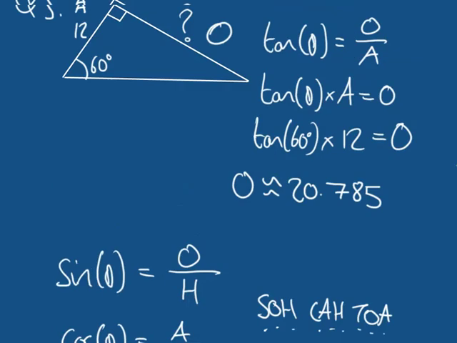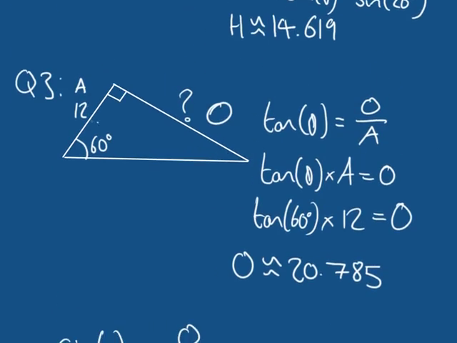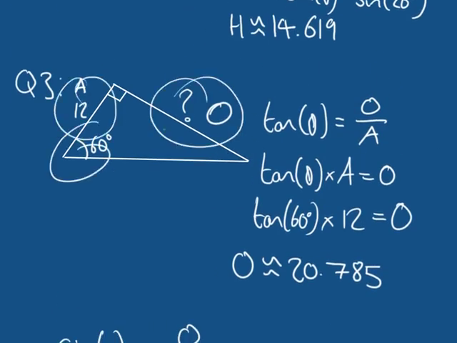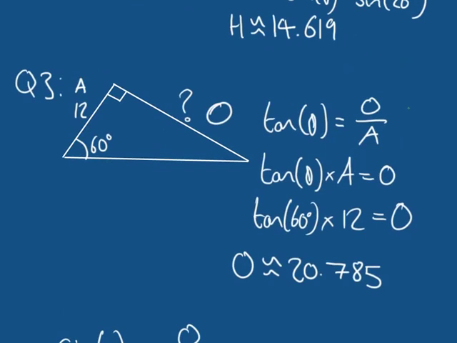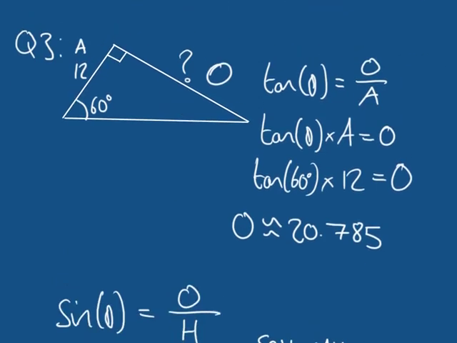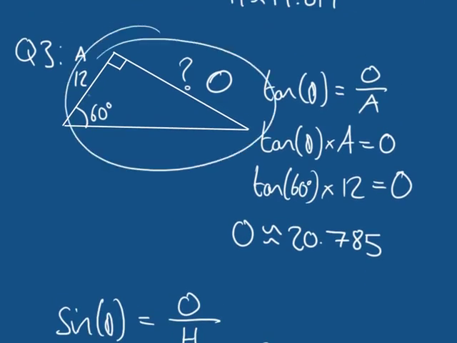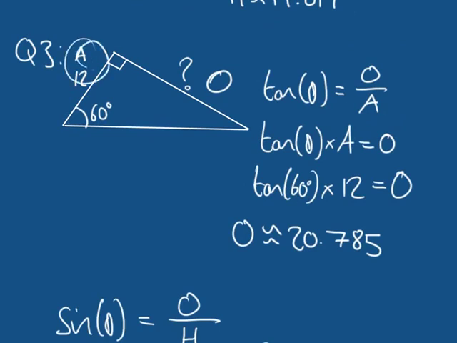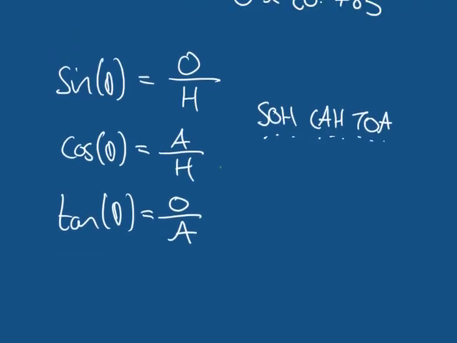So going back to our problem, we've labelled our edges, we know the pieces of information that we're dealing with, we remember our ratios, and from those ratios we work out which ratio relates the information that we're dealing with. In this case, we had the adjacent and the opposite. There's only one ratio that relates the adjacent and the opposite. That is the tangent trigonometric ratio. Once we have that, we can then rearrange it to find the piece of information we're trying to find.